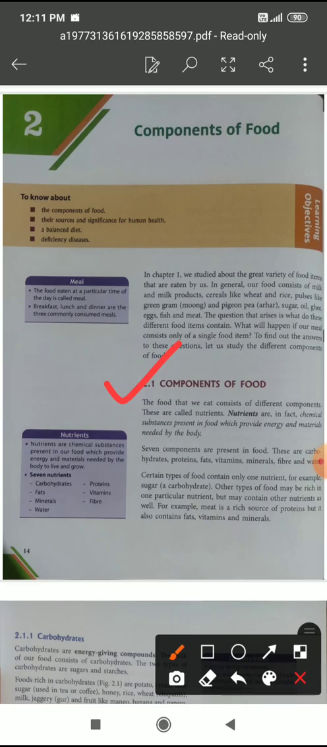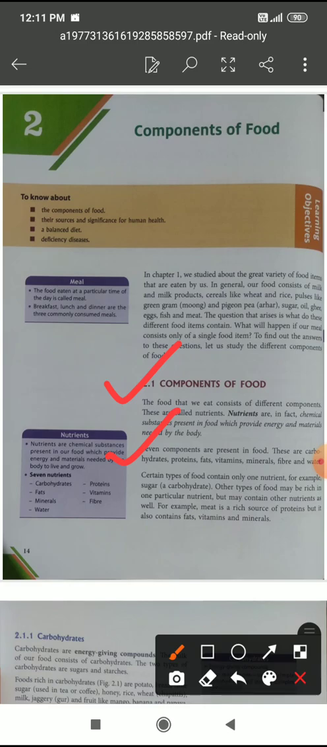7 components are present in food. These are carbohydrates, proteins, fats, vitamins, minerals, fiber and water. Okay. So these are the main components of our food.